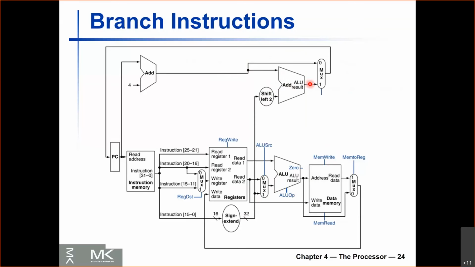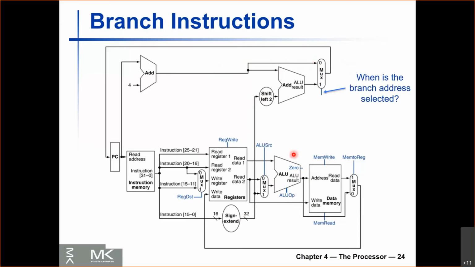We get the target address at the output of this adder, and then we want to either select this value, PC plus 4 plus offset times 4, as the target address, or we want to select PC plus 4. We'll just go on to the next instruction. So that's what we have the mux here for. And the question is, when do we select the branch target address, and when do we just select PC plus 4?